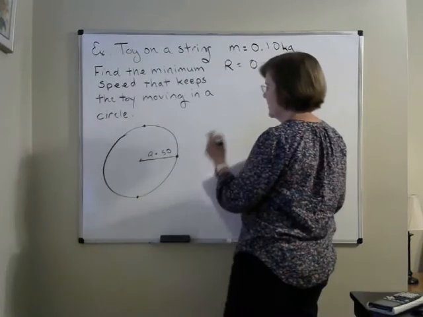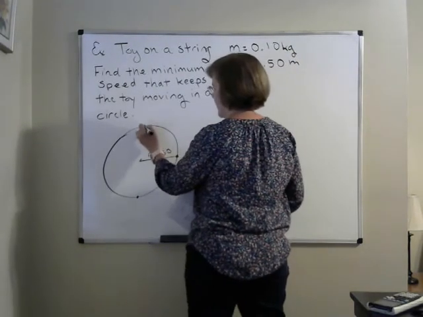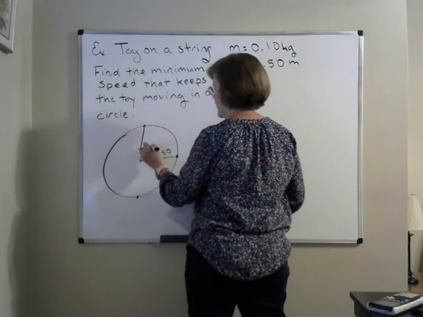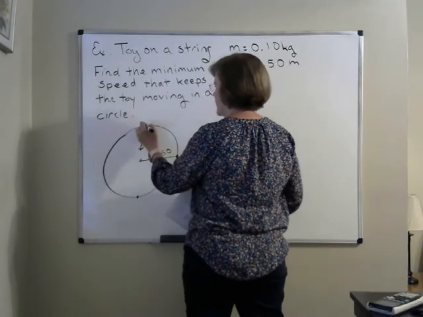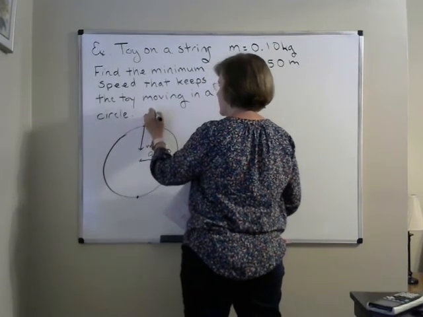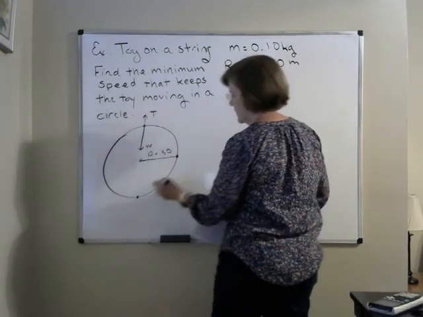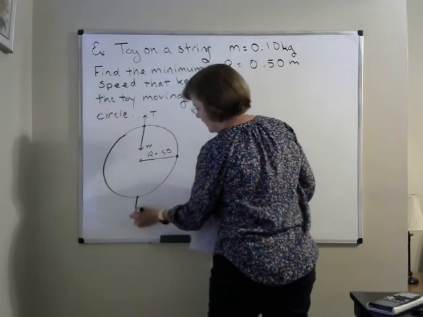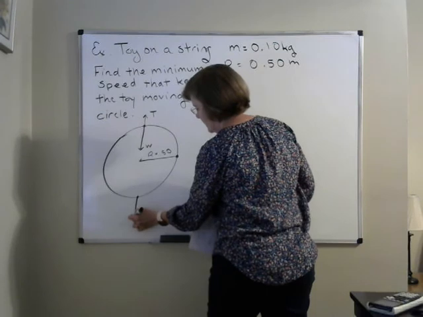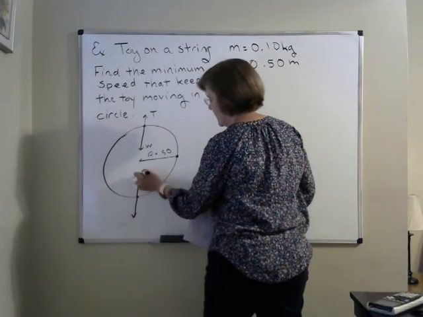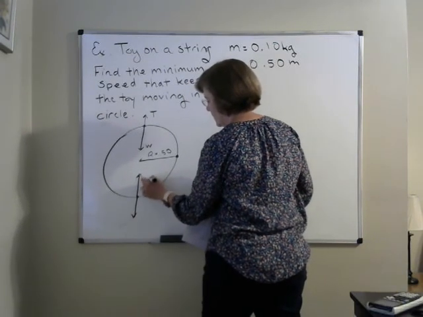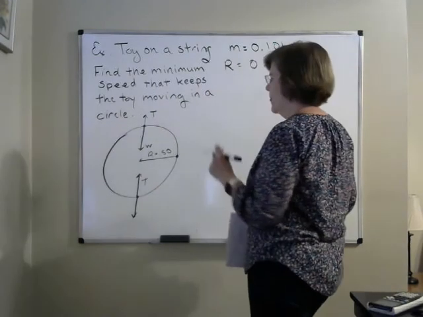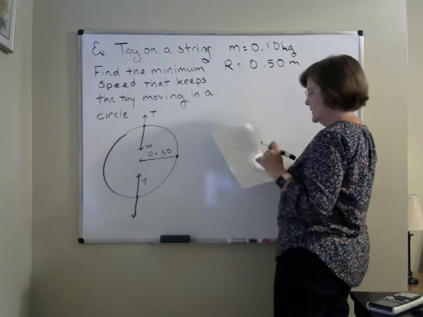So the free body diagram at the top has the weight pulling down and the tension in the string as your other force. Same thing at the bottom, you have the weight pulling down and the tension in the string towards the center. Okay. But the top is the interesting place.